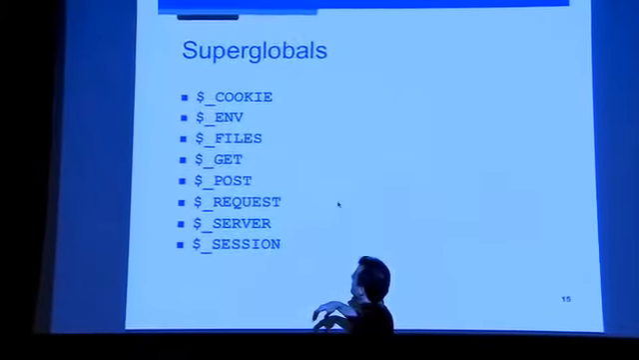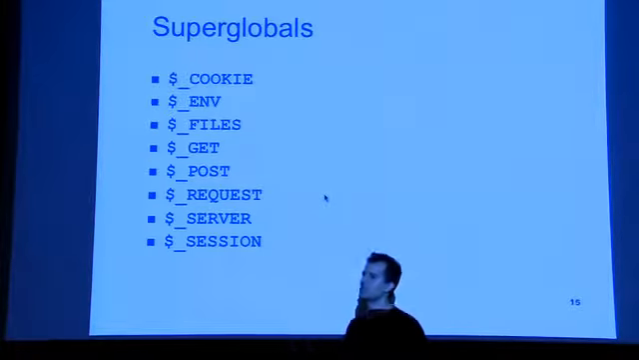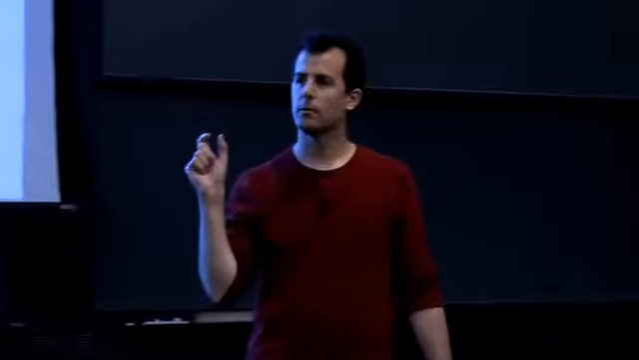Some of the more esoteric ones now are $_SERVER and $_ENV. $_SERVER contains things like the user's IP address. Their user agent. What was user agent? Yeah?